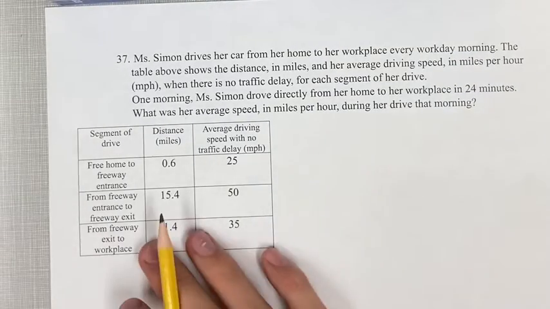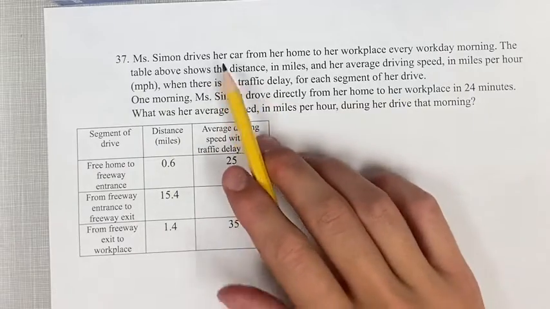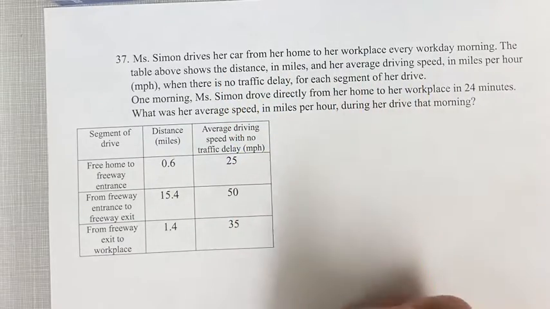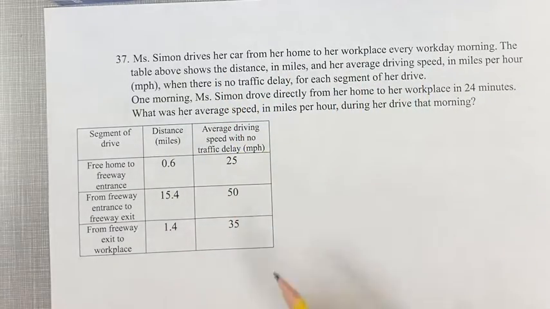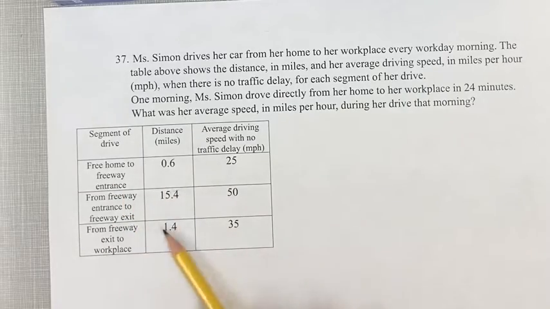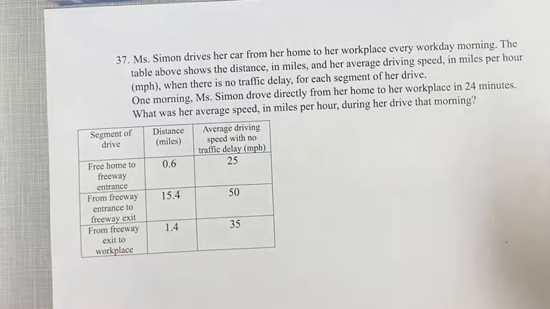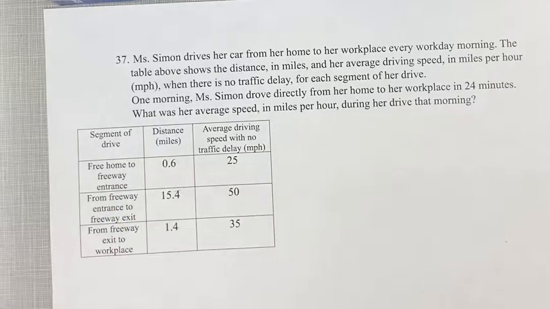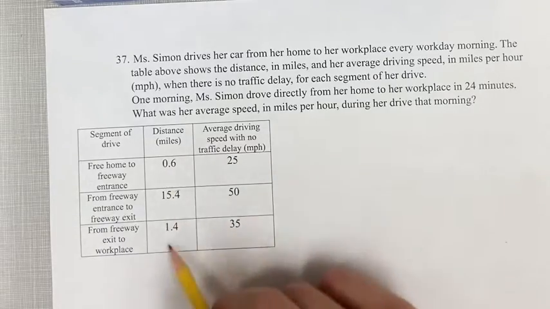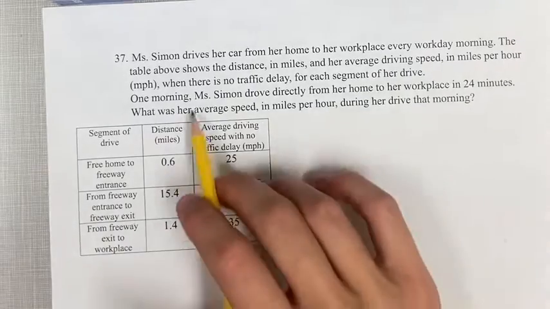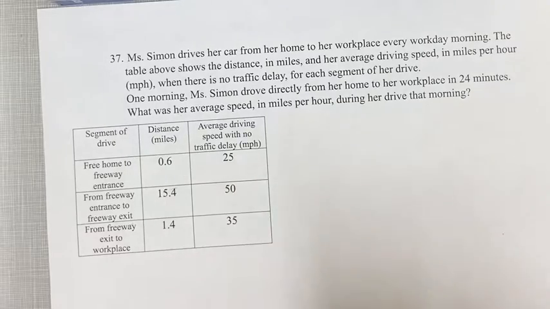In this problem, we have Mrs. Simon driving her car from her home to her workplace every workday morning. We have this table which is telling us different segments of this drive, and we give in the miles and the average driving speed if there's no traffic. On one morning, we're told that it took her 24 minutes in total to get from her home to her workplace. So that's all three of these segments combined. We're asked what is the average speed in miles per hour that morning.